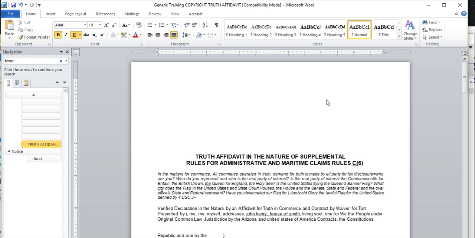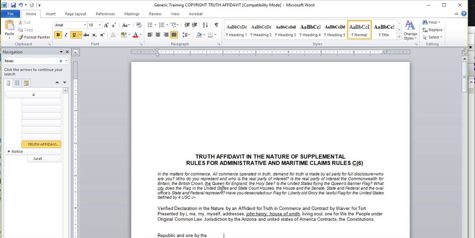Anyways, if you look at the top, there's a big open space there. That's for recording. Then it says copyright truth and the nature of supplemental rules for administrative and maritime claims, rules C6. If you look in the Federal Rules of Civil Procedure, you'll see C6. It talks about maritime claim rules. It's all admiralty, and it's contracts, and it's commercial. It's big-time commercial. It starts off in the matters for commerce. All commerce operated in truth. Demand for truth is made by all parties for full disclosure. So it's got commerce written all over it.